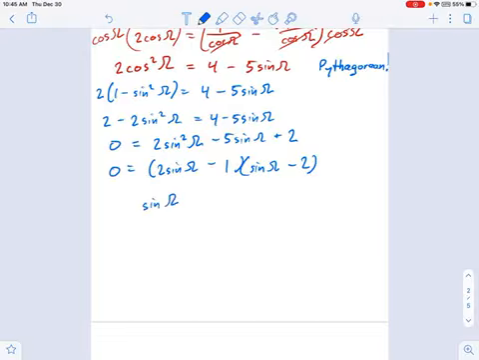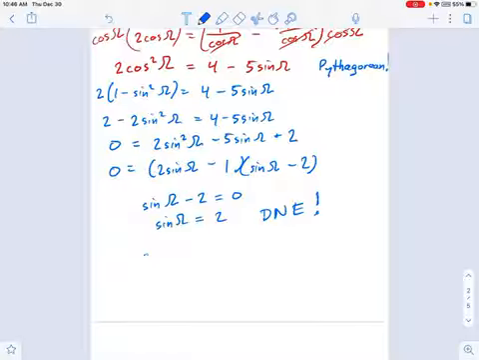Sine omega minus 2 equals 0. And that leads me to this. Sine omega equals 2, which is not possible. That's a DNE. Okay, an extraneous solution, it is outside the range of the sine function. You can't get something bigger than 1 when you take the sine of an angle.